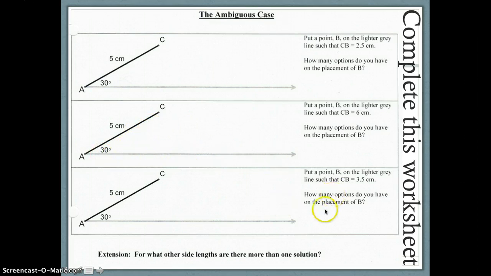And then lastly, you're going to do the third example, where again, you're going to put a point B somewhere on this gray line, but the line that you're going to create that connects the line here to C is going to be 3.5 centimeters. And again, you're going to wonder, how many options do I have? So try to come up with as many different places that you can put B. So again, please pause the video and everybody take a few minutes just to do that. And you can talk to each other about it. Make sure you are measuring. Each line should be 2.5 here, 6 here, and 3.5 centimeters here. How many triangles can you create? So please stop the video and do that.